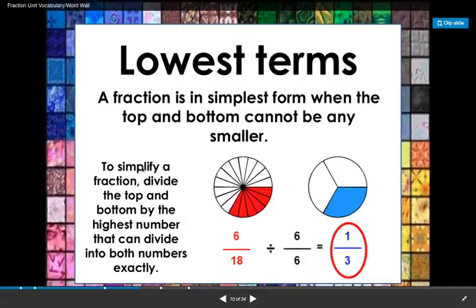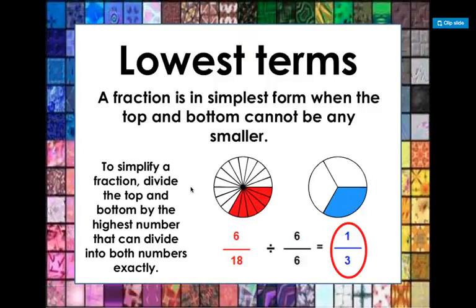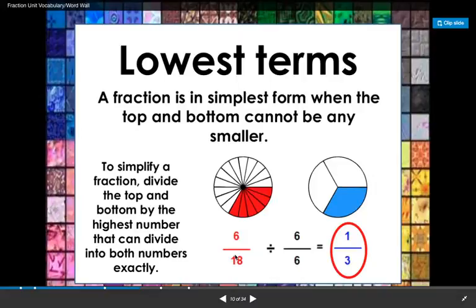So right here's your helpful hint on how to simplify a fraction. You divide the top and the bottom by the highest number that can be divided into both numbers. So if we look at our example, we have 6 over 18, and 6 is the factor that they've chosen that goes into both of them. It's called the greatest common factor. So 6 divided by 6 is 1, and 18 divided by 6 is 3. So our fraction originally was 6 over 18. When we put that in simplest terms, we have 1 over 3.